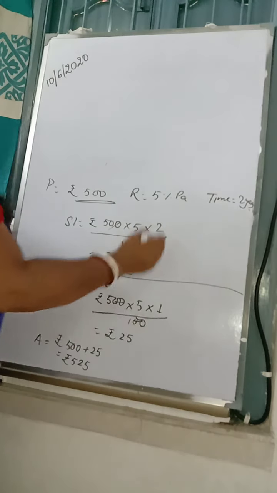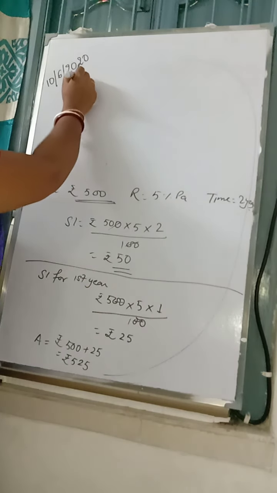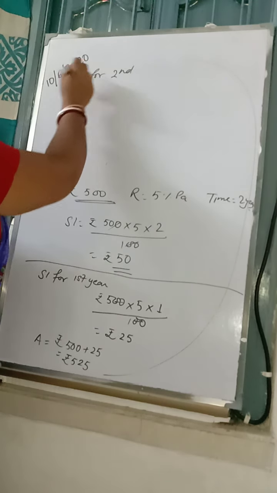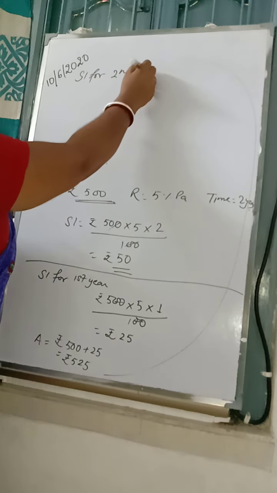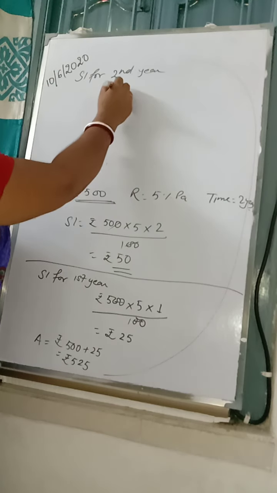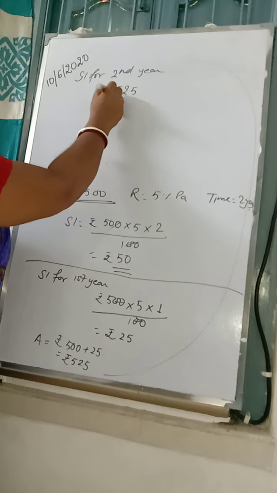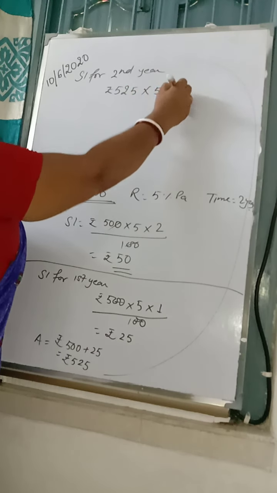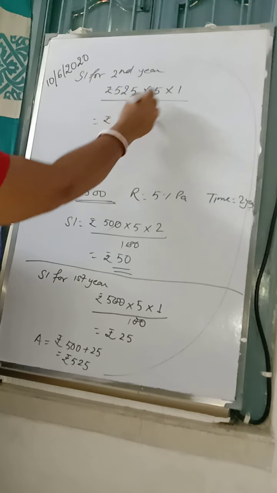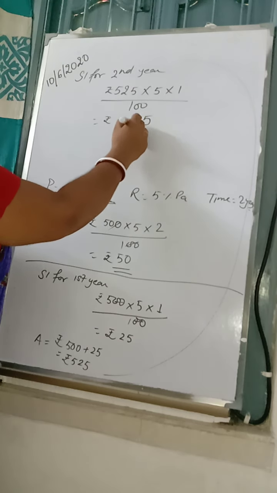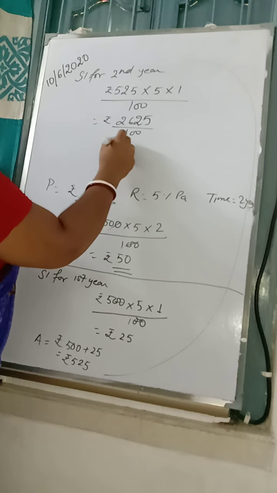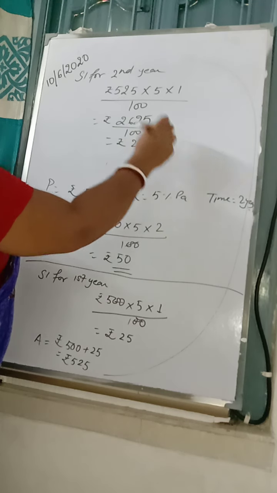Now I am writing SI for the second year. You will say, ma'am, why are you writing SI if you are finding CI? Because here I am not finding CI. At the end I will find CI. This is the simple interest, we are using the same formula. Principal would be 525, rate is 5%, time is 1 year, by 100. 5 5s are 25, 5 2s are 10 and 2 12, 5 5s are 25 and 1 26, by 100, or it gives you rupees 26.25.